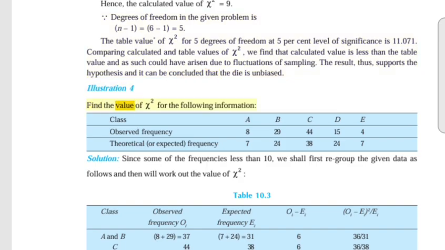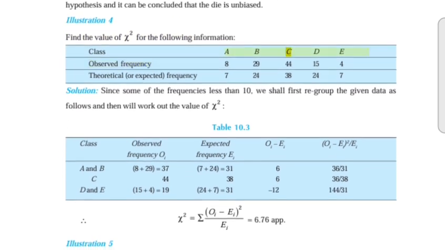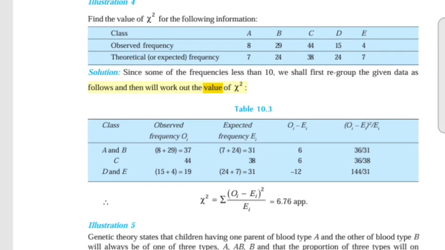Illustration 4. Find the value of chi2 for the following information. Class A, B, C, D, E: observed frequency and theoretical or expected frequency. Solution. Since some of the frequencies are less than 10, we shall first regroup the given data as follows and then we'll work out the value of chi2.